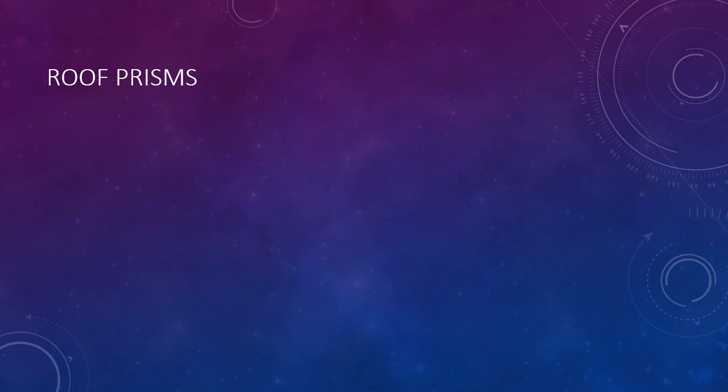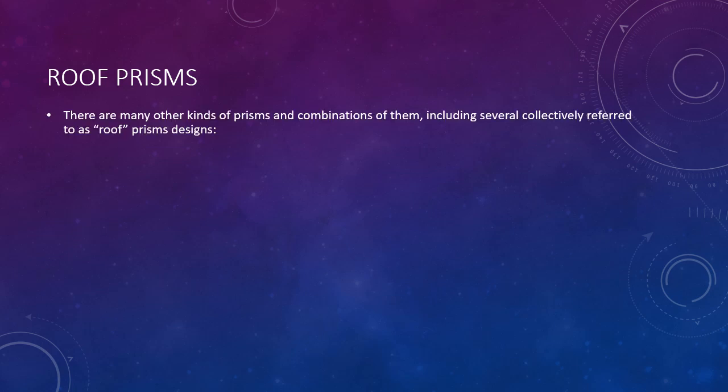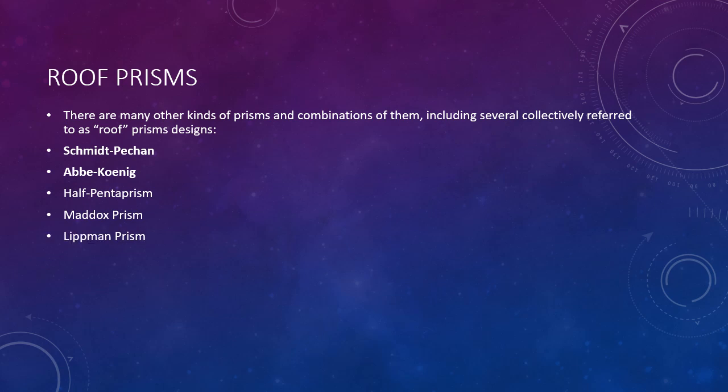Roof prisms. There are many other kinds of prisms and combinations of them, including several collectively referred to as roof prism designs. The Schmidt-Pichon, the Abbe-Koenig, half pentaprism, Maddox prism, Lippmann prism, Amici prism, Dove prism, Abbe prism, Kutter prism, Roshan prism.